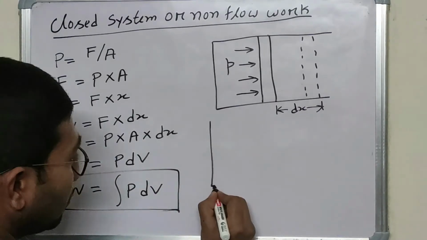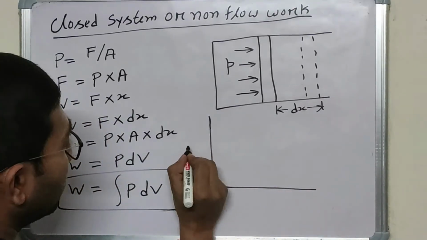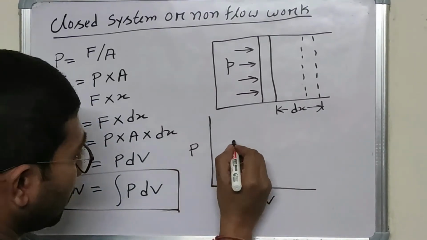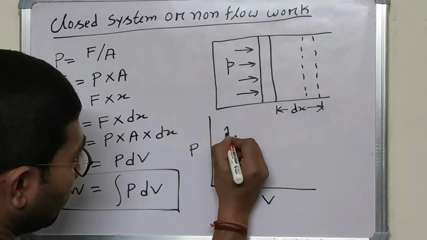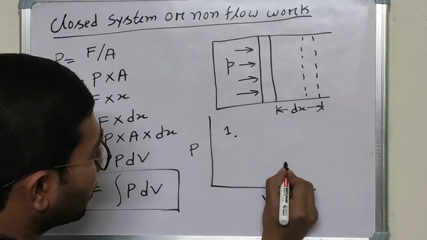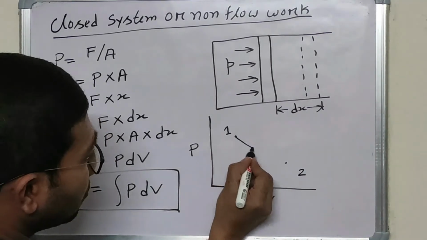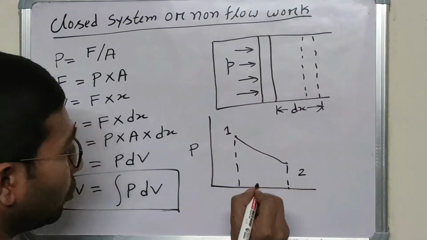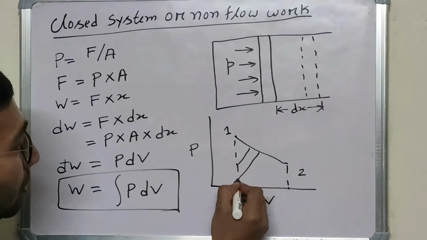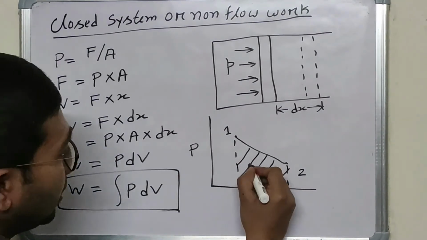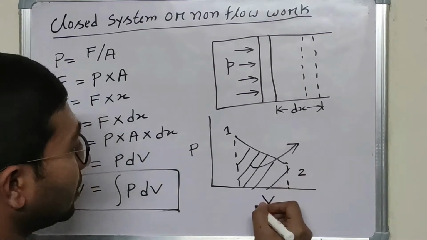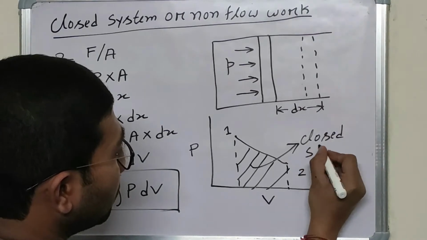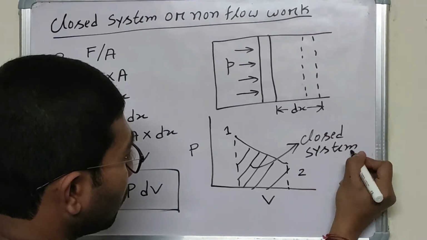And we can say by plot also, if there is a diagram with respect to pressure and volume, there is a state 1, and a process is taking place from state 1 to state 2. The area under the curve, when projected on the volume axis, gives the non-flow process or closed system work.